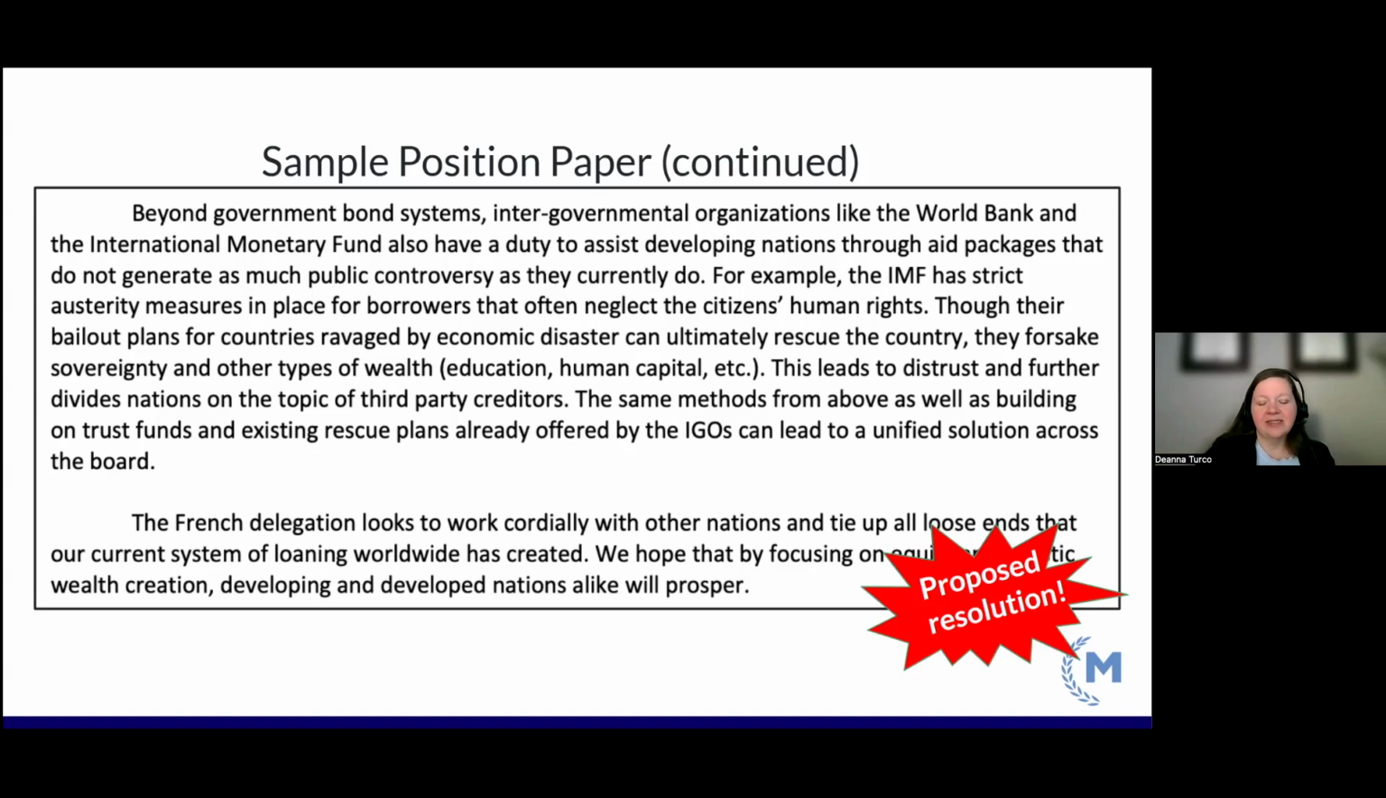And then this specific position paper wraps up with how this is all going to come together at the committee. This is the background of the topic. This is France's policies on the topic. And then also, what does France want to do? Well, it wants to tie up the loose ends of the current systems, which it previously discussed, and how to implement that. To show that focusing on equity and holistic wealth creation could help address this topic.